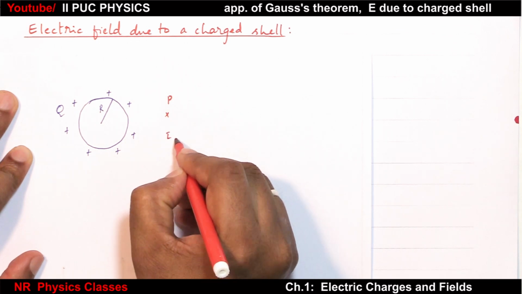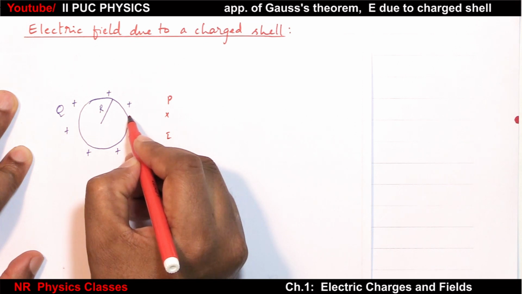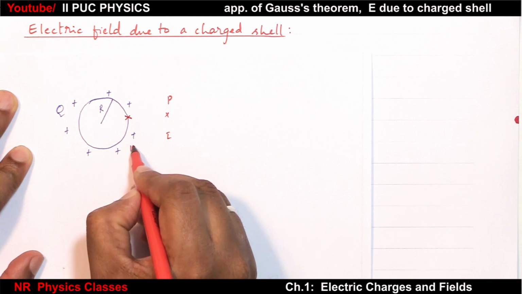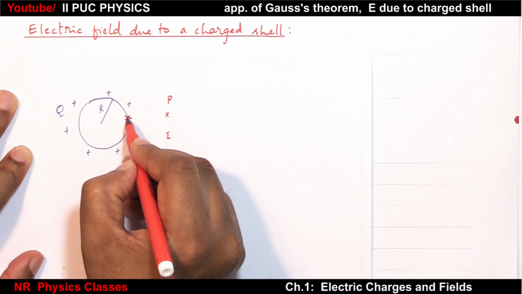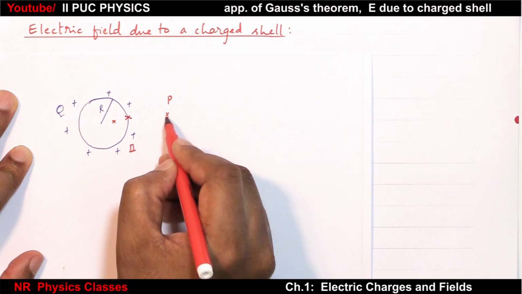First case. Second case, electric field at a point close to the shell, nothing but on the shell. Third case, electric field inside the shell. So we have to discuss these three.